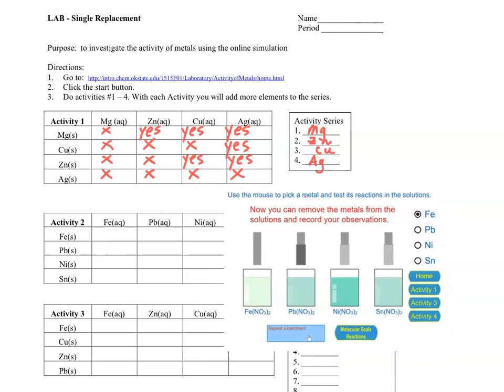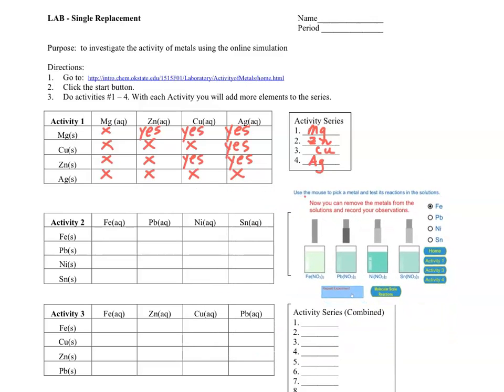In this case, for the iron row, the first reaction was nothing. We'll say X. And then the next 3 were yeses. We'll just say yes. They all did react. So iron can replace lead, it can replace nickel, it can replace tin. So it should be higher up than those other 3.